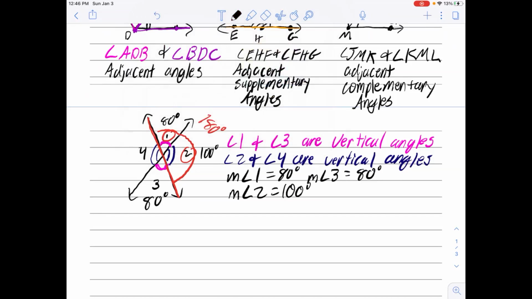And since 4 is across from it, it also has to be 100 degrees. What's really special about this is that if I have two intersecting lines like this, and I tell you one of the angles, I can find all 4 of them. And we're going to do another example like that in a moment here. Okay?